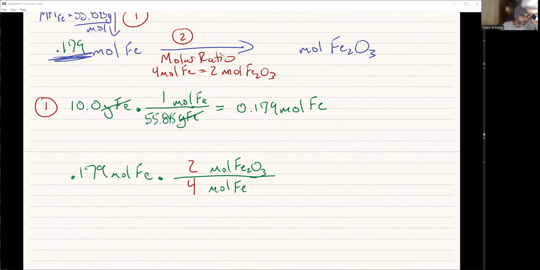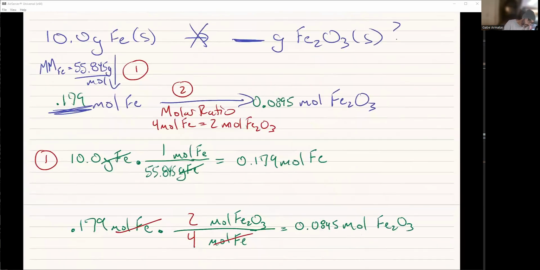So in the math arena, first of all, moles of Fe cancel, and my units left are moles of Fe2O3. And so 0.179 times 2 divided by 4, or just divided by 2, to 3 sig figs gives me 0.0895 moles of Fe2O3. Great. So we are almost there. The last step is just simply saying, all right, well, now that I know how many moles of iron oxide I have, I need to use the molar mass of Fe2O3, which is equal to, let's see, 159.